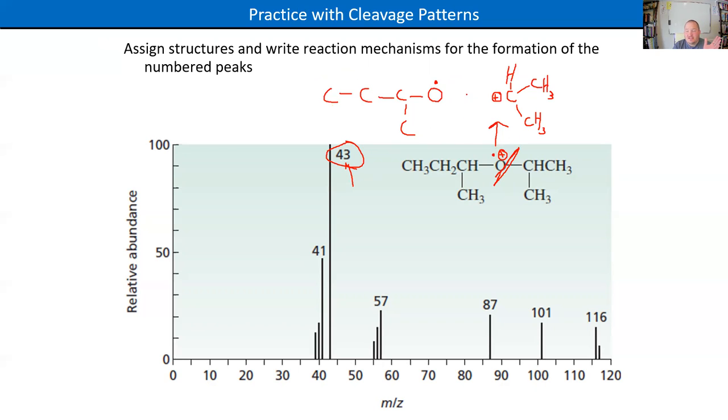And that makes sense that this is more common, right? Because oxygen's more electronegative than carbon, right? So if you have to choose between one of them gets to keep the extra electron and the other one gets a positive charge, it makes sense that oxygen keeps the radical, right?